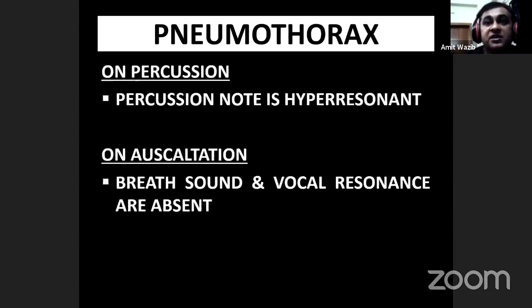On percussion, the percussion note will be hyper resonant. So it is the opposite of that of other unilateral lung conditions. In pleural effusion, in consolidation, we had dull, but here it is hyper resonant. And the breath sound and vocal resonance are absent. So pneumothorax and pleural effusions have some similarities. Everything is absent or reduced in both conditions. But the difference is the percussion. In pleural effusion, the percussion note will be dull, and in pneumothorax, the percussion note will be hyperresonant.